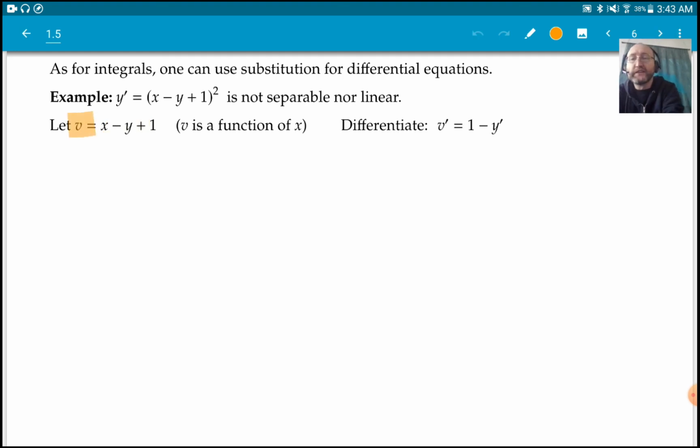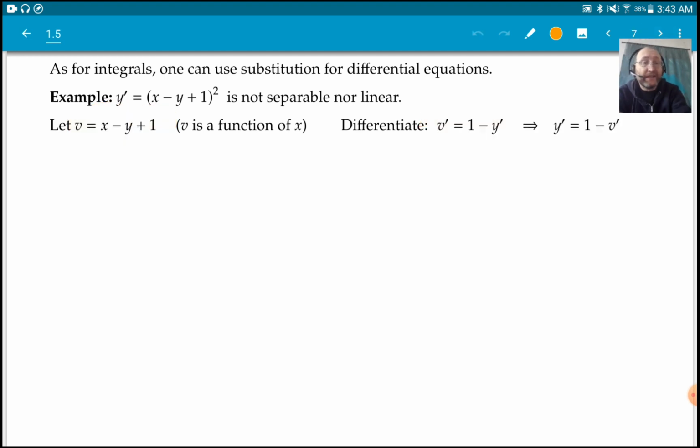So we differentiate this thing because we need to figure out how to substitute. We need to know how v prime and y prime are related, so we have to differentiate this. And again, remember that v and y are functions of x. So when I differentiate it, I get v prime. Then when I differentiate x, I get 1. And when I differentiate minus y, I get minus y prime. When I differentiate 1, well, 1's a constant, I get nothing. So v prime is 1 minus y prime.